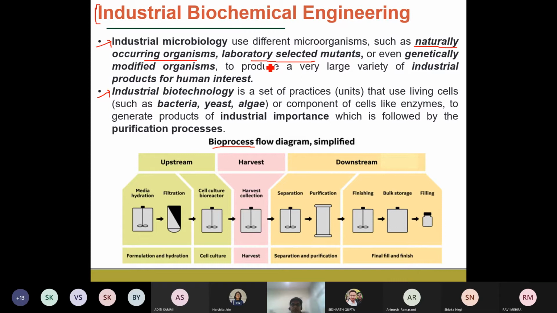Then we have laboratory selected mutants. Some of the microorganisms, we can make some mutants, and in the laboratory we can select a particular mutant of the microorganism, or we can genetically engineer the microorganism. For example, we have already taken an example of genetically engineered E. coli. E. coli is one of the bacteria which can grow very fast compared to the other microbes or bacteria. So what people do is genetically engineer, for example, the E. coli. Okay, so suppose the E.